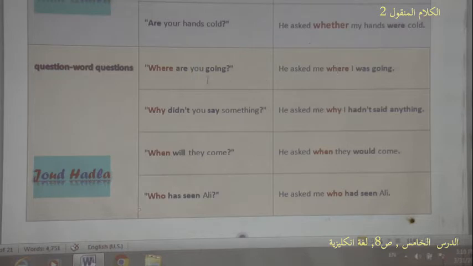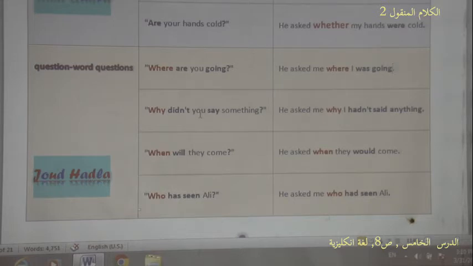Now, what is the tense in the introductory question? It is the present continuous. Where are you going? Present progressive. So it is changed into past progressive but indirect. So we no longer invert the helping verb, and here it will be: he asked me where I was going, and a full stop instead of the question mark.